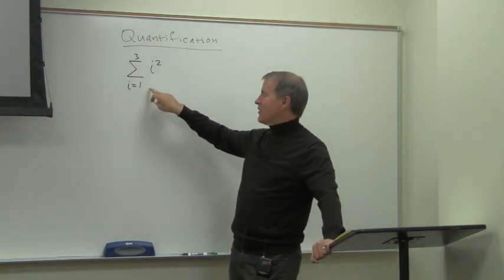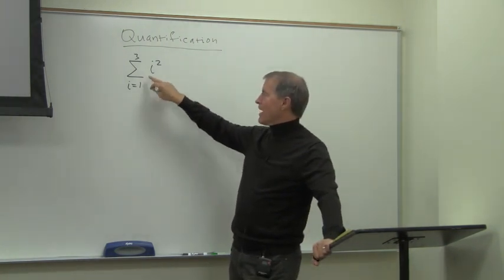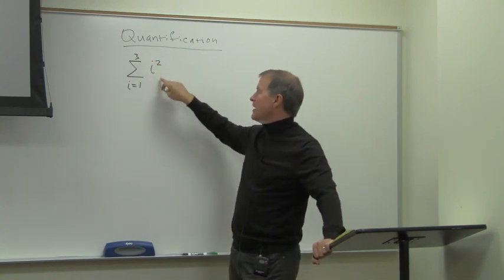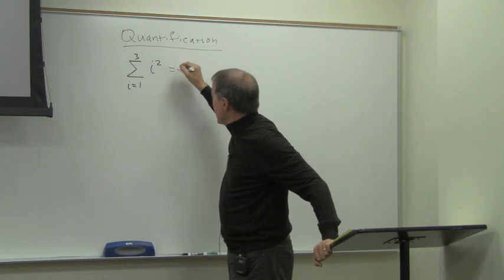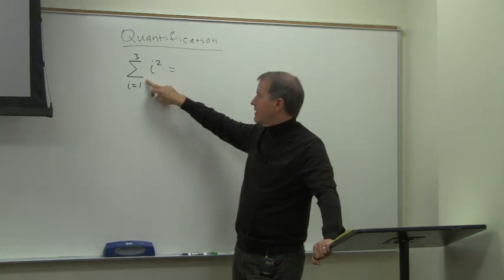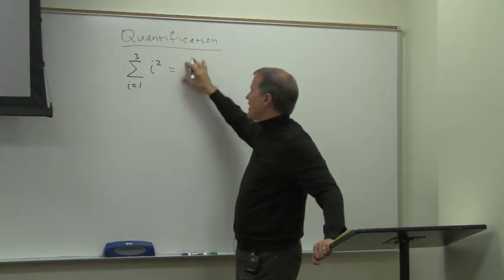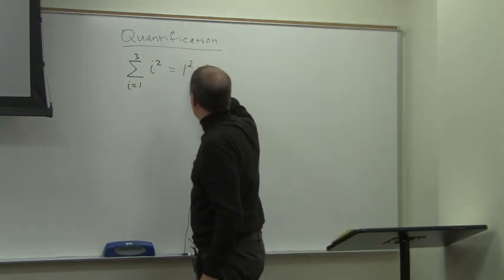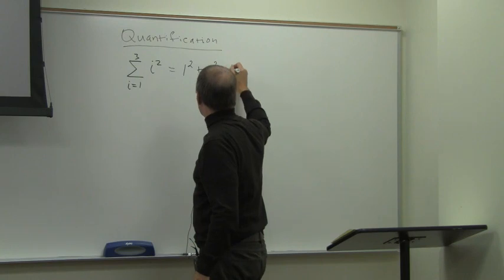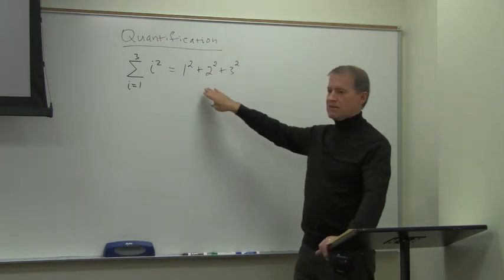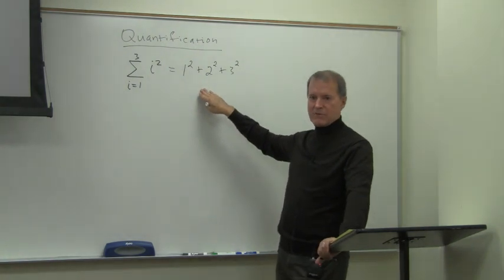Now watch this. Here we have this big sigma, we have this i equals 1 down here, we have this big 3 up here, we have this i squared. Do you guys know what this means? The sigma means add, and i goes from 1 to 3. So if you were to write it out, it would be 1 squared plus 2 squared plus 3 squared. Does everybody understand this? You've seen this before and you understand it.